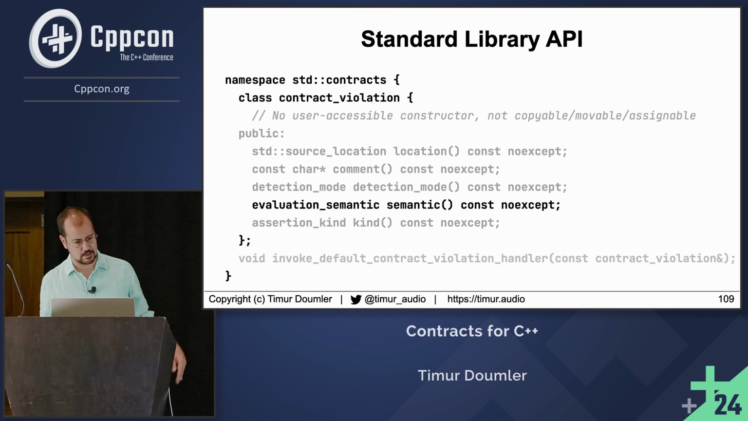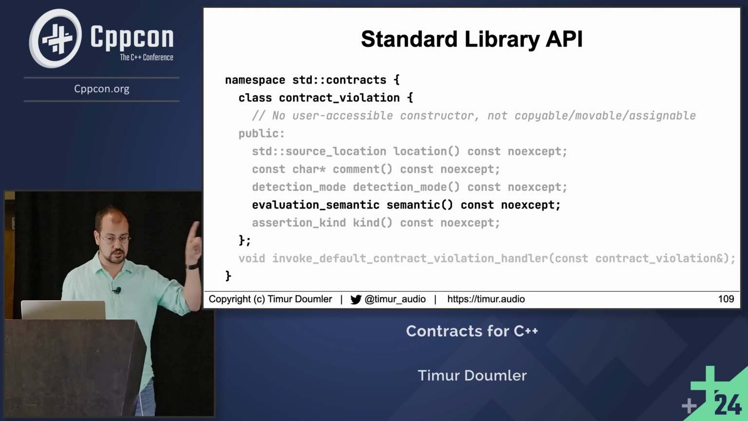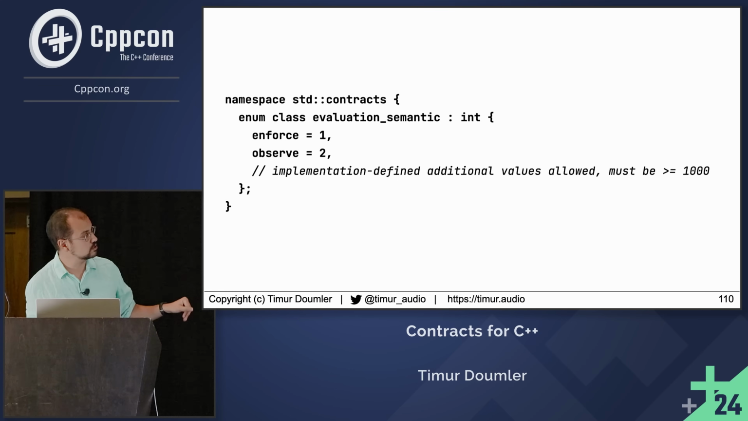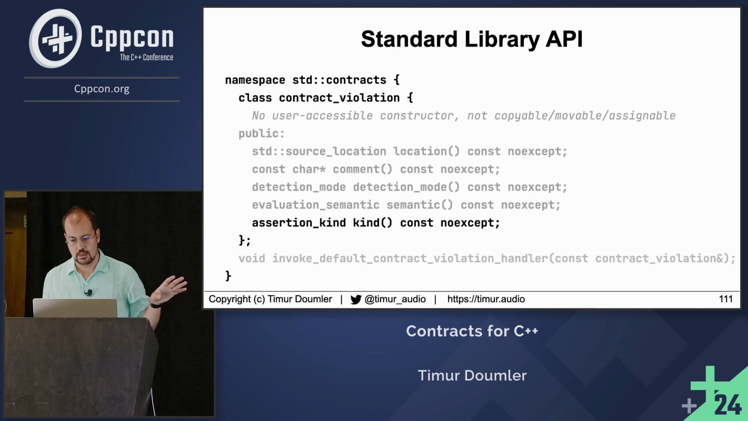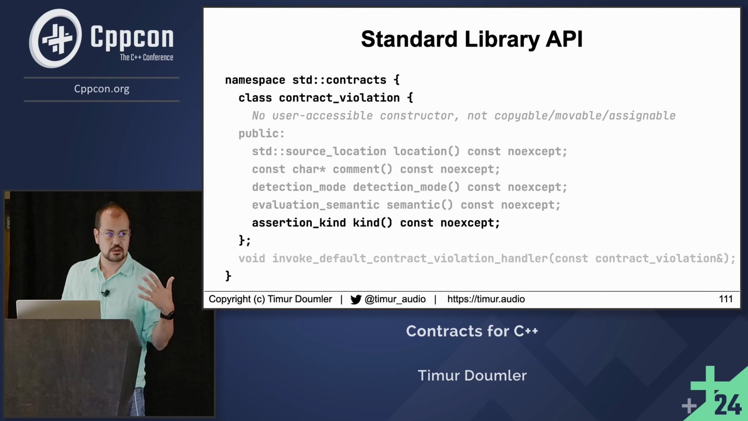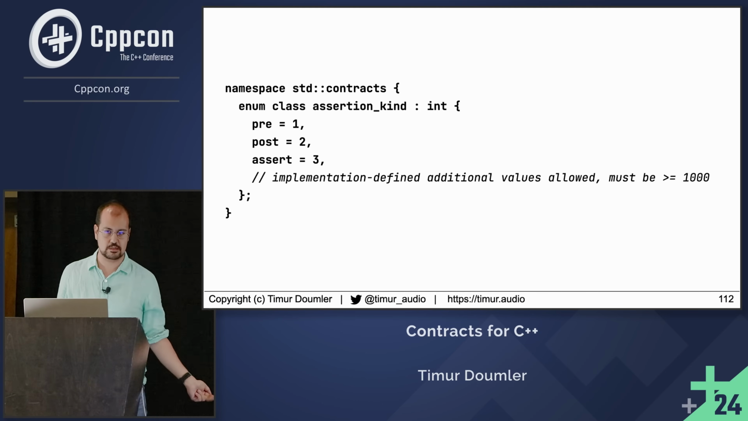You have this other enum here, which is which contract semantic you're currently using. This is something we're going to be talking about in a minute. There's 2 options here, enforce and observe. There's a few more. I'm going to have a slide on that in a few minutes. And the last one is the assertion kind, which is just which syntactic assertion kind failed. Was it a pre, post, or a contract assert?